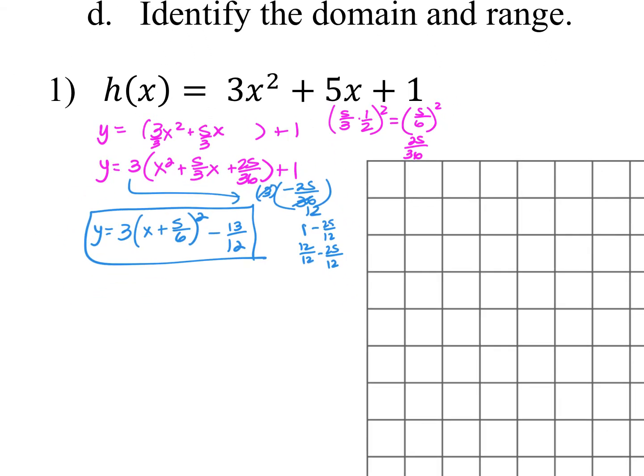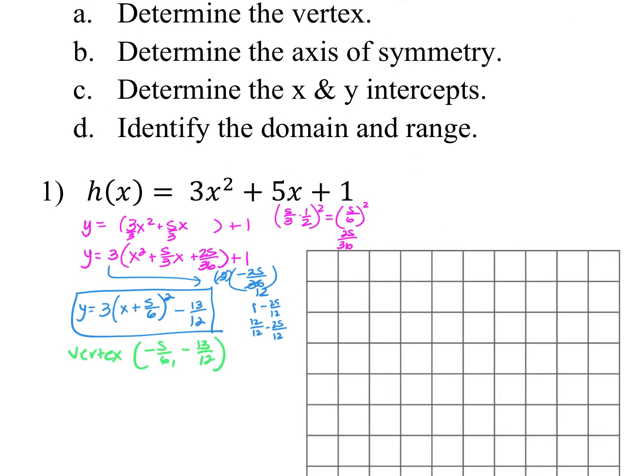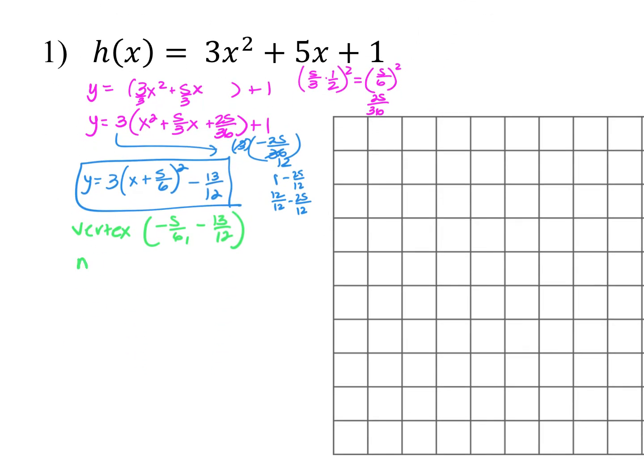And then from there, your vertex x-coordinate is the opposite of what follows the x. And then what's on the outside, the y coordinate, stays the same. So it's going to be negative 5/6 and negative 13/12. To find the axis of symmetry, we say x equals, and it's the x coordinate of my vertex, so negative 5/6.